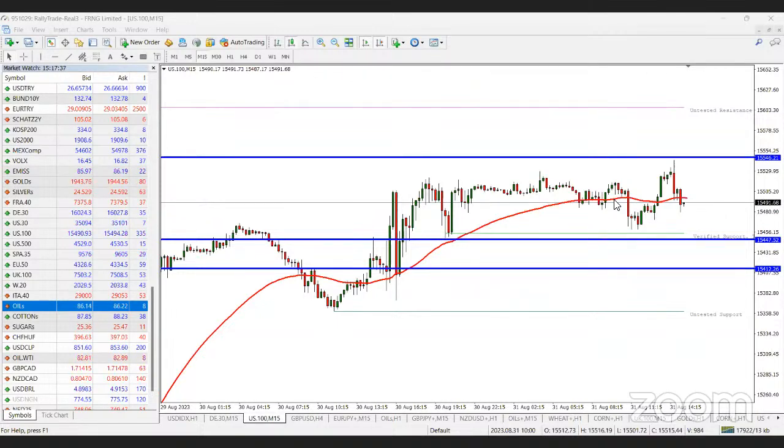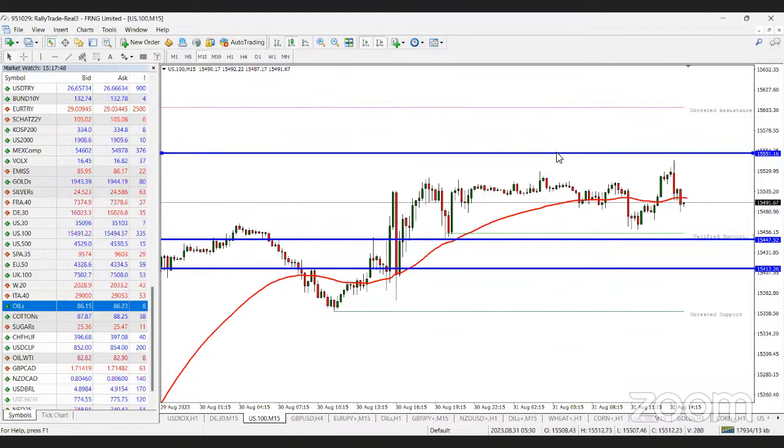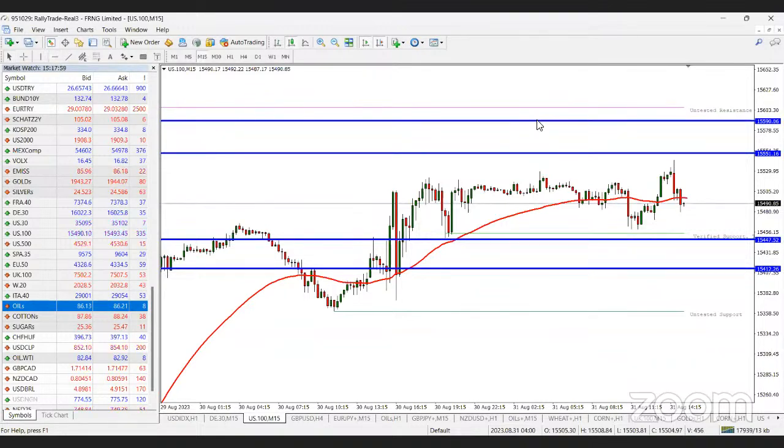15,440 to around 15,410. Now I'm also saying that we could look out for a buy on US 100, because of course it's on an uptrend. Look out for a buy on US 100 if it begins to trade above 15,550. If it trades above 15,550, we can look out for a buy to around 15,590. Okay, so we can sell from 15,440 to 15,410, or we can buy from 15,550 to 15,590.